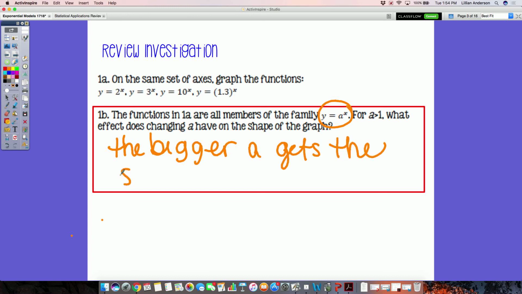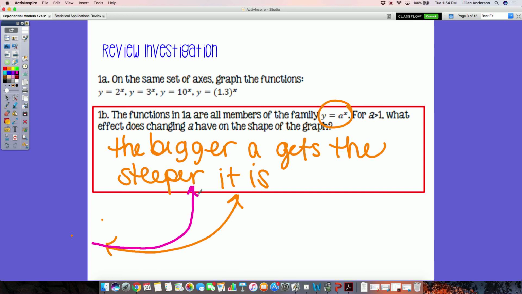And then, of course, vice versa. What is steeper? The line? Yeah, like the curve. Because as we saw, we had 2 to the x going like this, but then 10 to the x was like this. And then, of course, 1.3 to the x was a little bit steeper. So it's not as big as 2 to the x, but it's still greater than 1, but it's just a little bit wider. Okay? Do you guys see that?